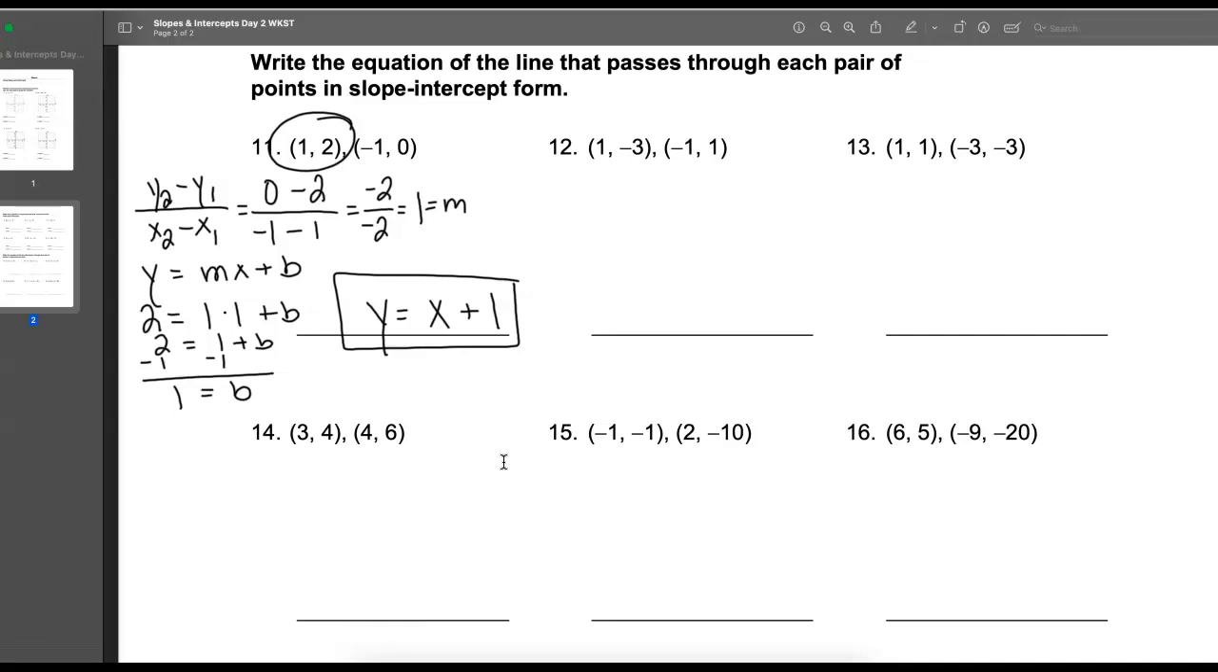Okay, let's try another one. Start with the slope. I'm going to label these x1, y1, x2, y2. So we have 1 minus negative 3 over negative 1 minus 1. That's 4 over negative 2. 4 over negative 2 is negative 2. So negative 2 is the slope. That's m.